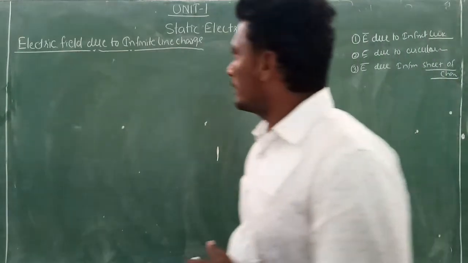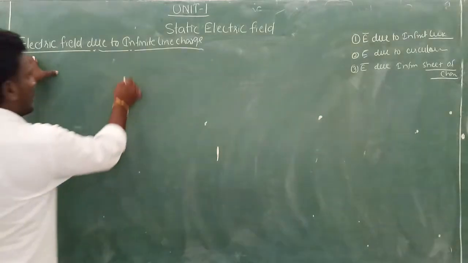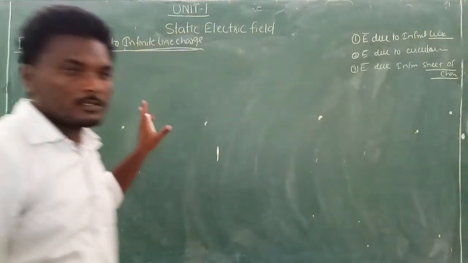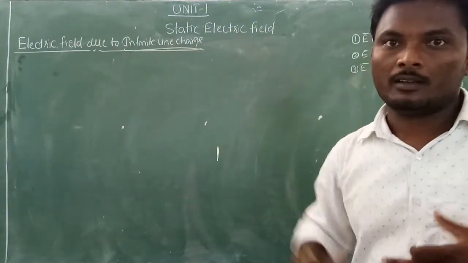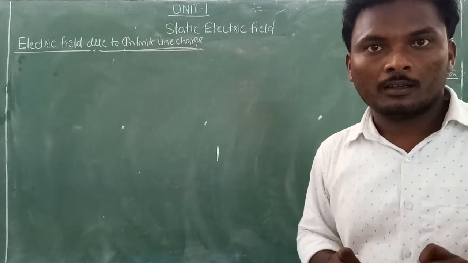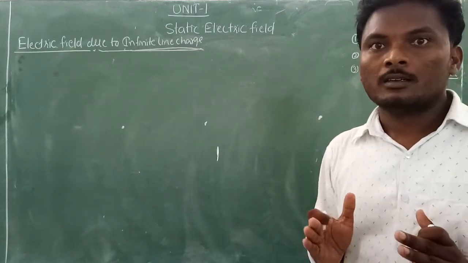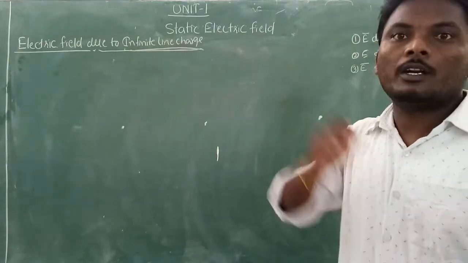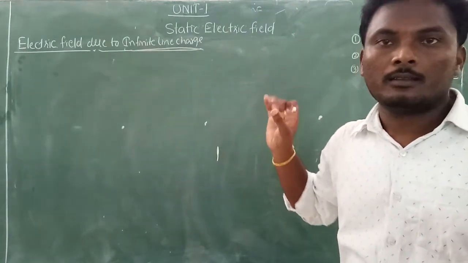Now let me start with the electric field due to infinite line charge. Before entering into this topic, we would like to understand the meaning of infinite line charge. The meaning of infinite line charge is that the charge is distributed from minus infinity to plus infinity. Is it possible practically? No, we just have to imagine that my charge is uniformly distributed along the line from minus infinity to plus infinity. Practically it is not possible. We should imagine that, that's it.